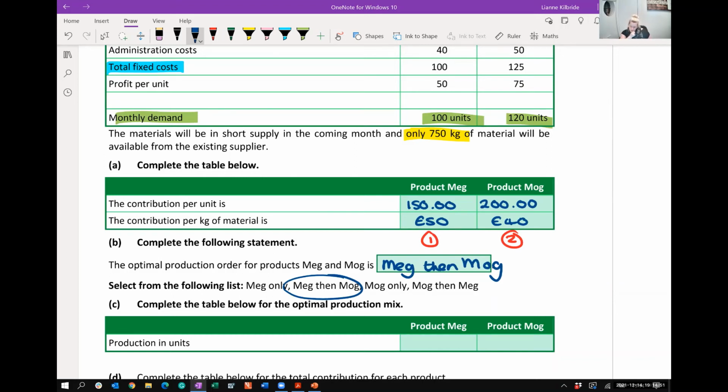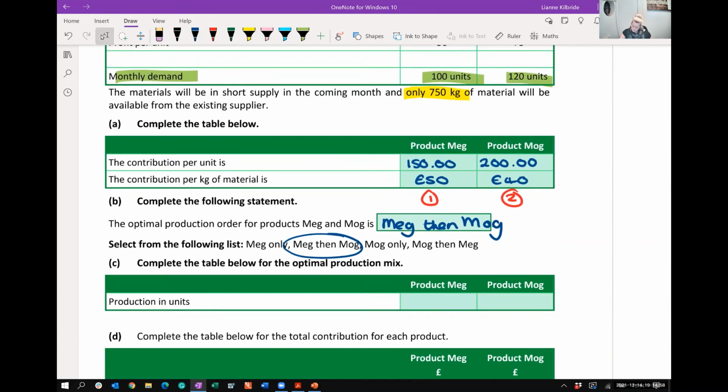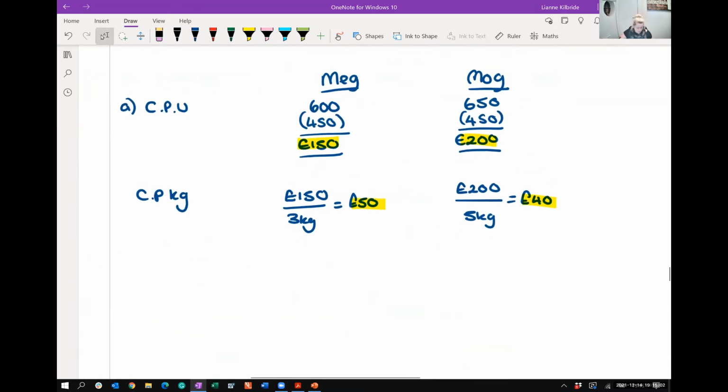Okay, so what we need to do then is complete the table to show the optimal production mix. So going back to my workings here, knowing that I'm going to make Meg first, going to question C, let's have a look at how much we can do.